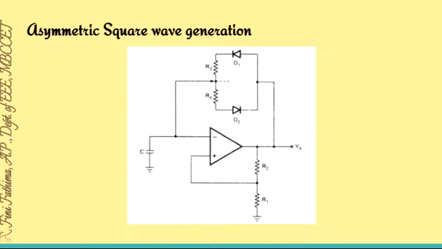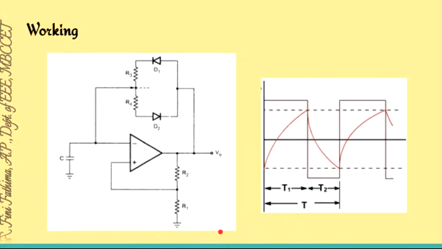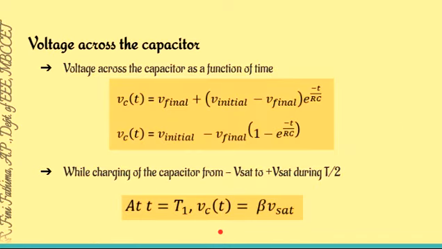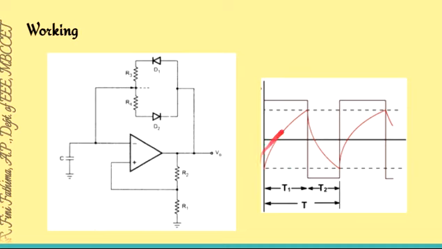So in the last video, we explained the working of an asymmetrical square wave generator, or the astable multivibrator, to generate a waveform of different duty cycle. Now we have to discuss the design, how to design this. We already know the time periods T1 and T2. T1 is the on time and T2 is the off time.